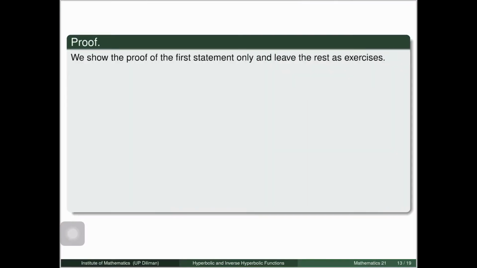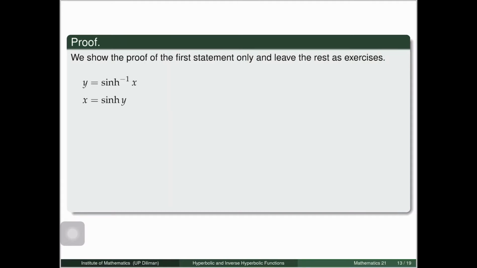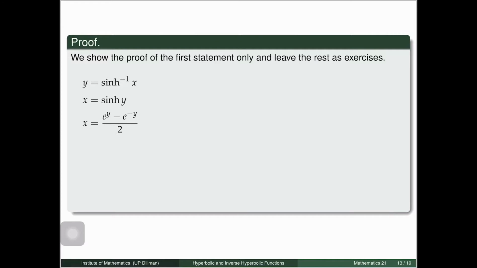We show the proof of the first statement. So let's say let y be equal to sinh inverse x. So that means x is equal to sinh of y. And kailangan natin maalala yung definition ng sinh natin. So e to the y minus e to the negative y over 2. And then cross multiply 2, we get this equation. And then cross multiply ulit si e to the y.